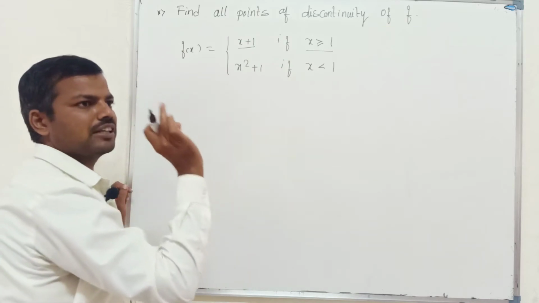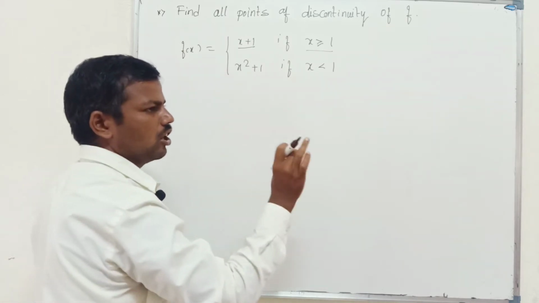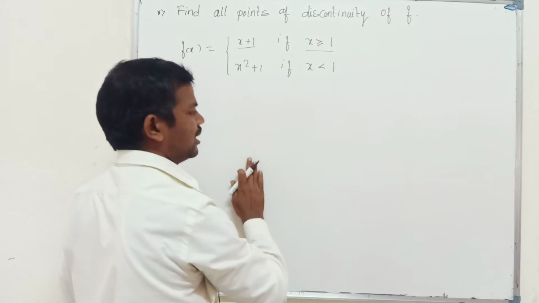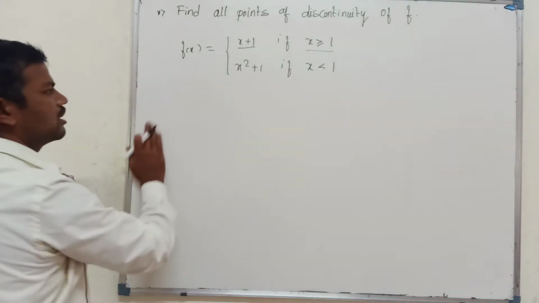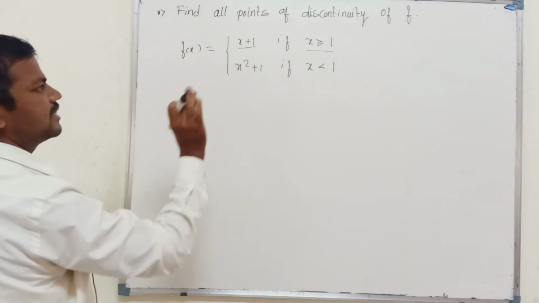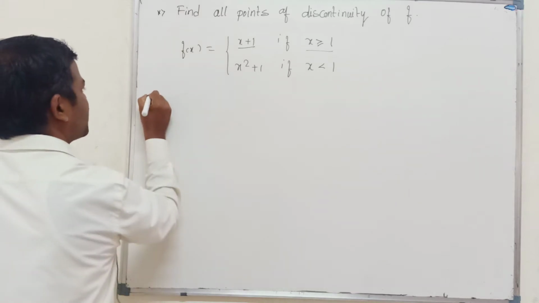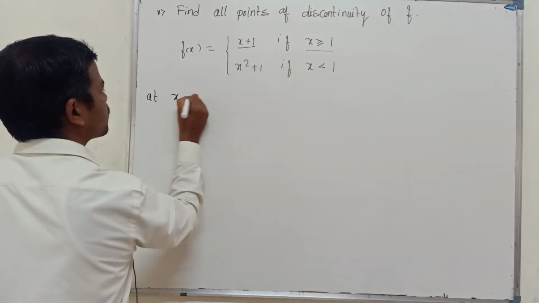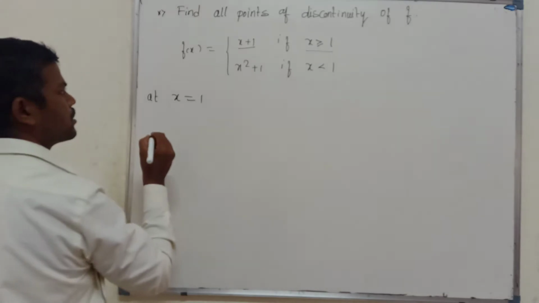So we have to check whether it is continuous or not continuous at x equal to 1. So let me check whether at x equal to 1 it is continuous or not. At x equal to 1, so what happens to the function?